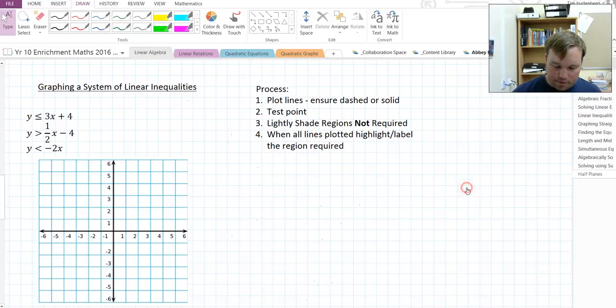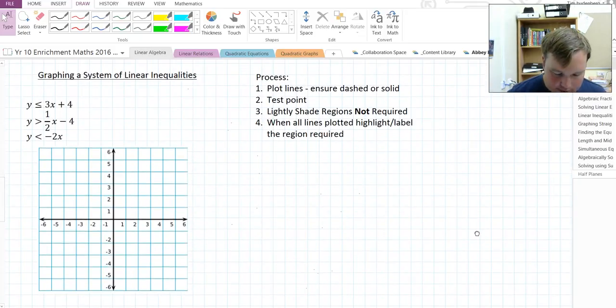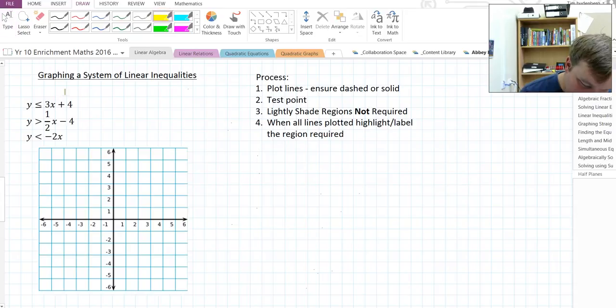Alright, so our example today, we're going to look at these three equations, and the process we follow is very similar to graphing a single linear inequality. With a single linear inequality, however, we just shade the region required. Here, one of the steps will be shading the region not required. And I'll explain why when we get to it.